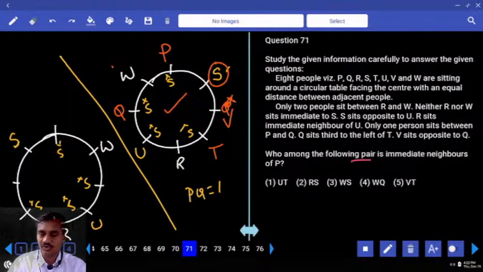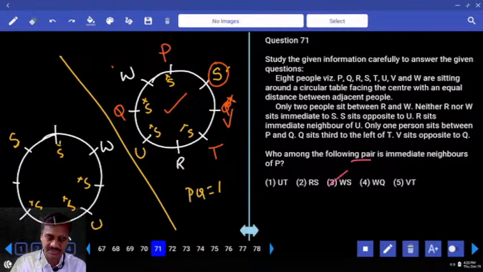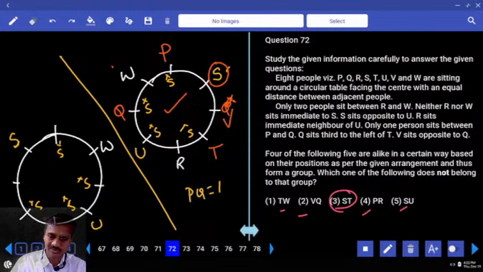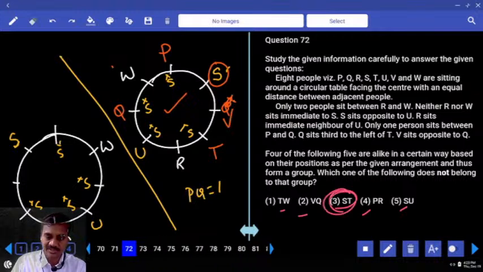71, and who among the following pair are immediate neighbors of P? Now S and W are immediate neighbors, that is choice 3, 71. Then 72, odd one out. T and W are opposite, V and Q are opposite, S and T are not opposite, P and R are opposite, S and U are also opposite. Except choice 3, in the remaining they are opposite to each other, so 72 is choice 3.